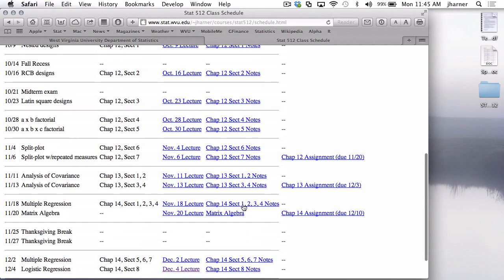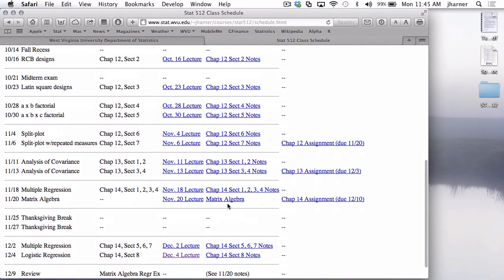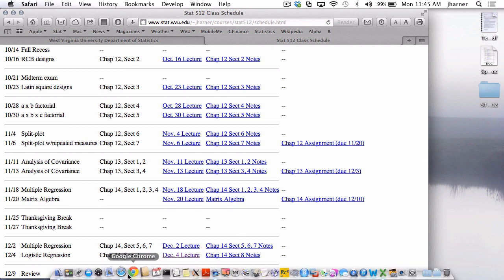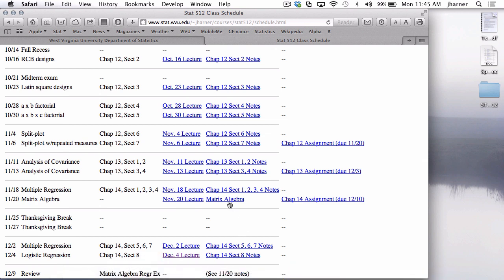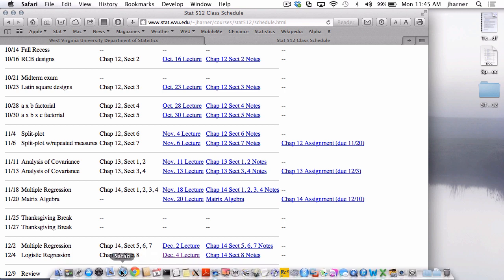So what I want to do today, this is actually in the matrix algebra section. You can download it here, or you can go into RStudio on the server.